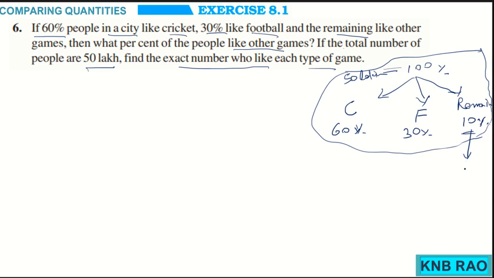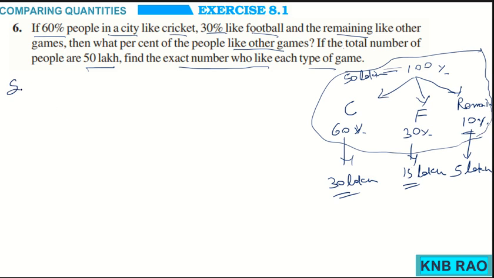So definitely remaining games is liked by 5 lakh of the people, and 3 times 5 is 15. So 15 lakh people like football, and double of 15 is 30. So 30 lakh people like cricket. You can check the total number of people, 30 plus 15 plus 5 is 50 lakh, 50 lakh you have got. So it's such an oral question, but you need to know how to write it.